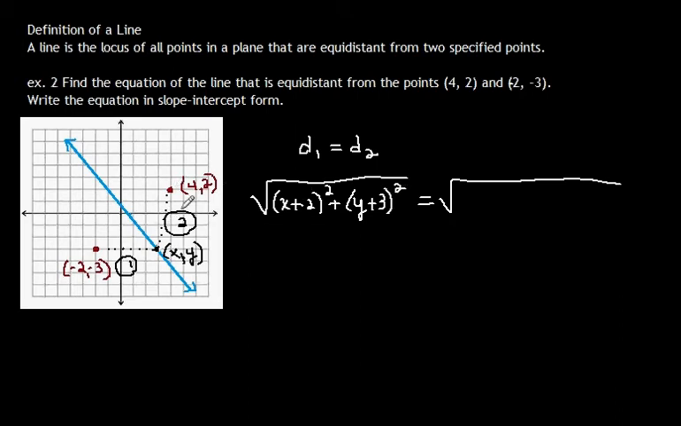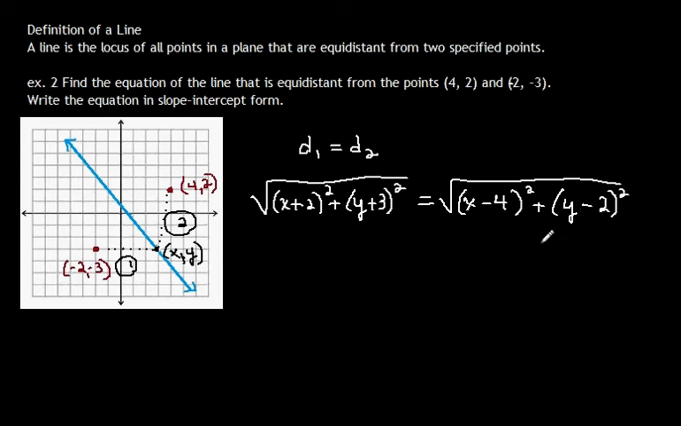Now let's do this distance because they're equal distance. We're trying to find all the points that are equal distant from this point and this point. Remember, all the points that are equal distance are going to form a line. So let's do this one the same way. We say x minus 4 squared plus y minus 2 squared.